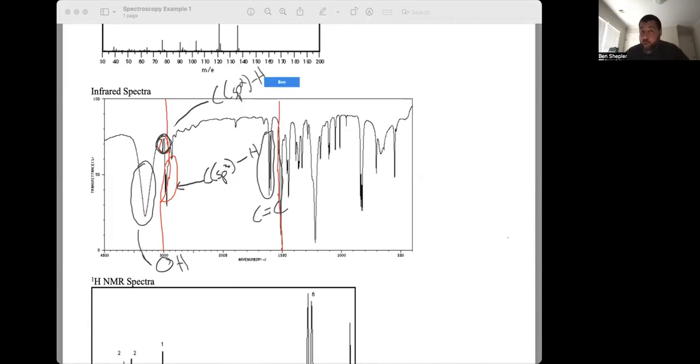And if we had a triple bond and we had something a little bit higher at like 3,300 wave numbers, that would have been a C sp2H. But we know we don't have triple bonds, so we wouldn't expect to see that in this case.